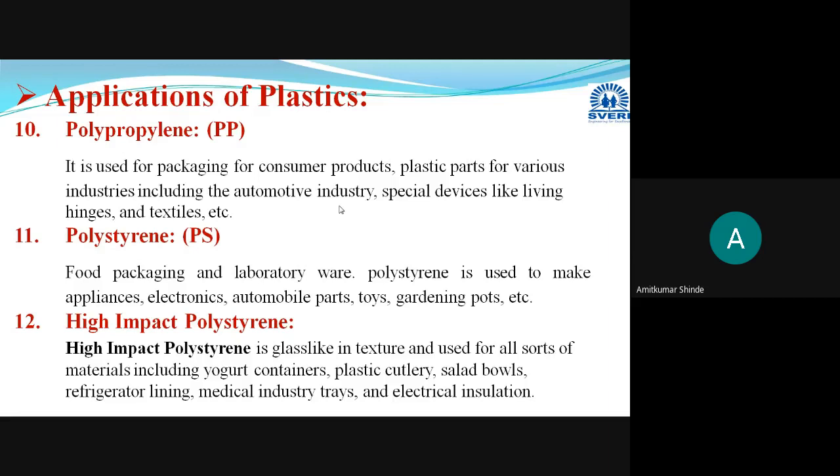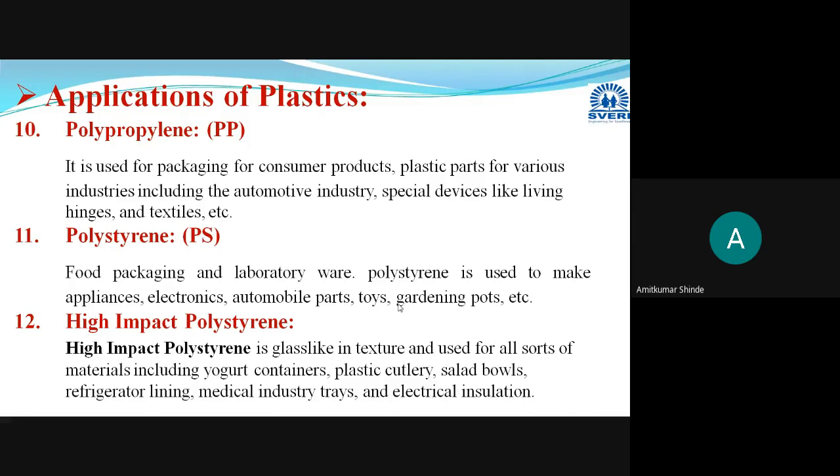That toy consists of ABCD symbols, or they will provide one picture and small parts, and you have to join those parts. That kind of toys are there, and those toys are made from polystyrene only. Then gardening pots made from plastic are nothing but polystyrene. Whichever small pots are there in gardens, in which you are planting flowers, those pots are made from polystyrene only.